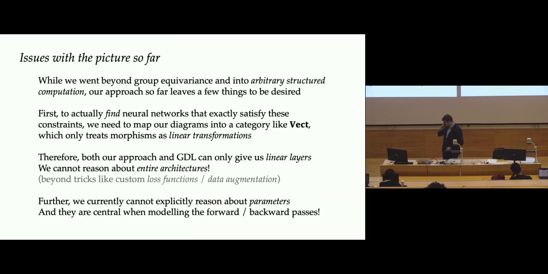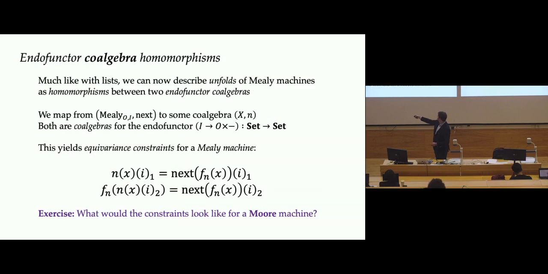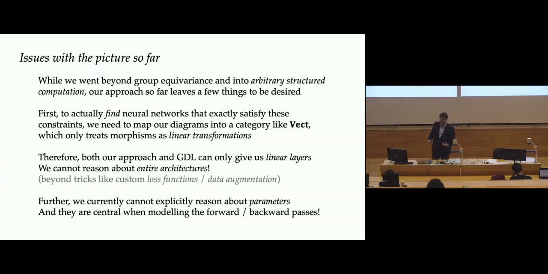Okay, now I want to briefly outline some issues with the picture as we've looked at it so far. We went from group equivariance and then generalized beyond that to arbitrary structured computation, both algebraic, which summarizes an input object, and coalgebraic, which infinitely produces stuff in response to inputs. But the approach so far does leave a few things to be desired, and these were problems with geometric deep learning as well. First, these things will give you constraints on neural networks, in this case Fn, but you still need to find a way to write a neural network that satisfies this constraint. So far, the way we were able to do this is by assuming our diagrams lived in something like Vect, where our morphisms, our neural networks, were actually linear, and there we were able to sometimes resolve for these constraints in the linear case.